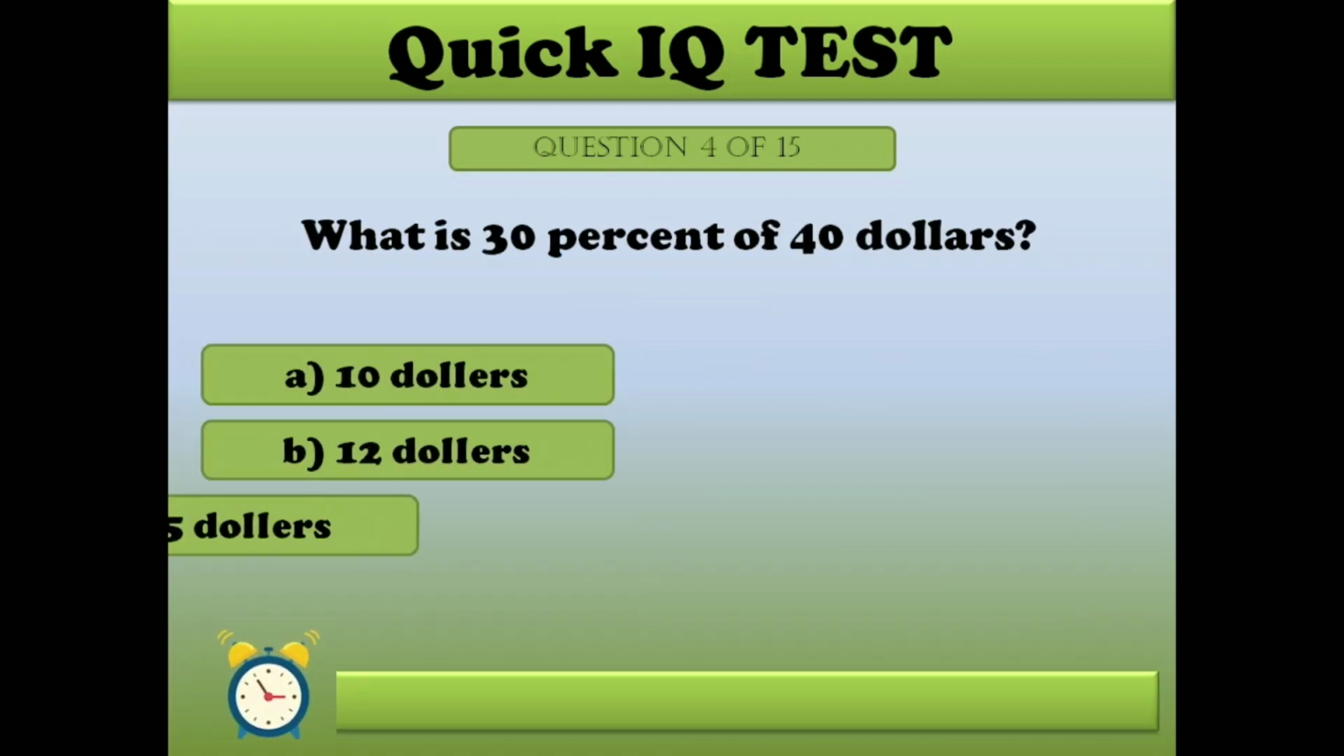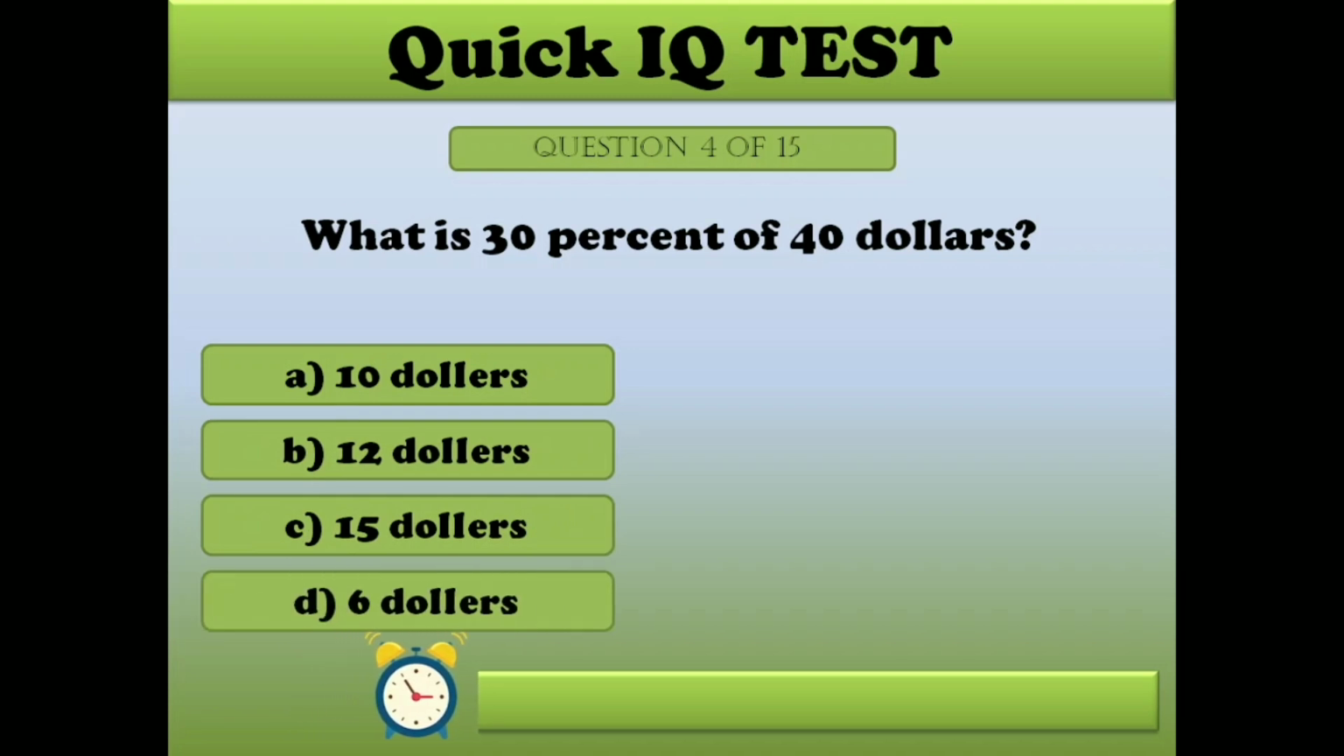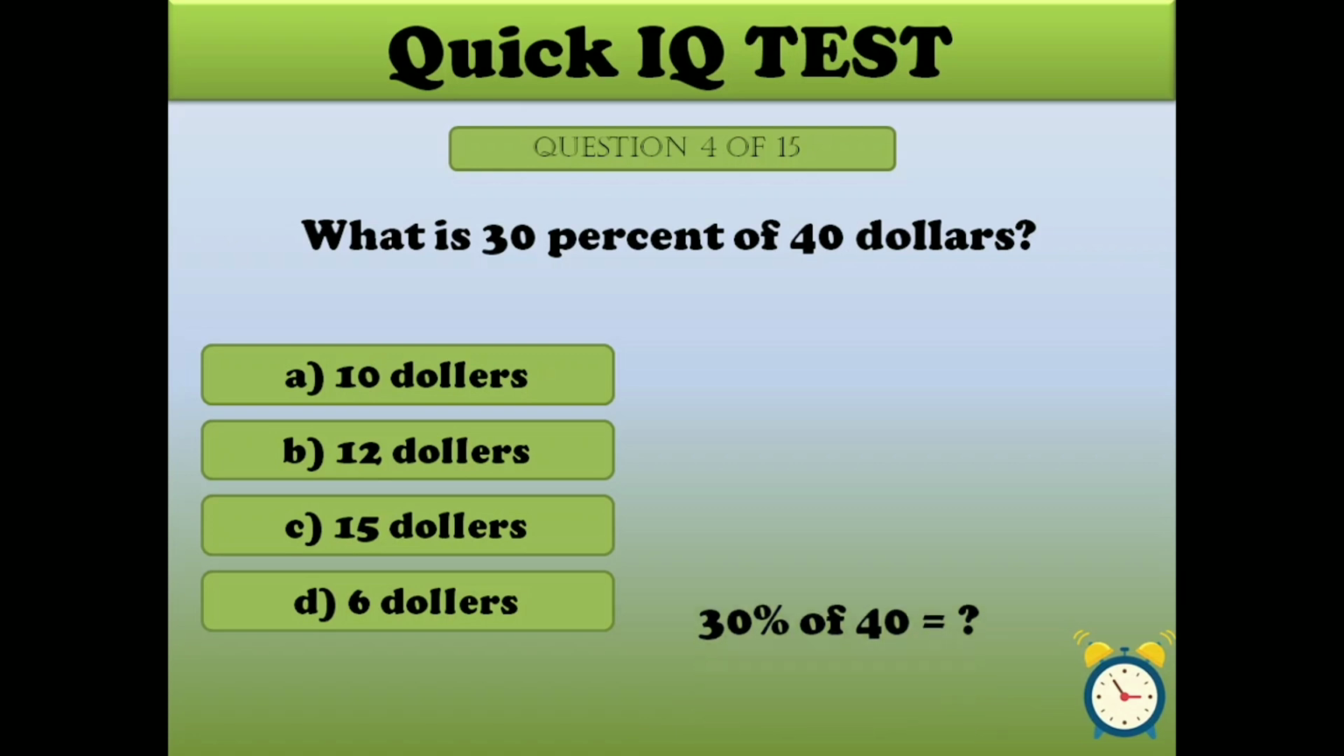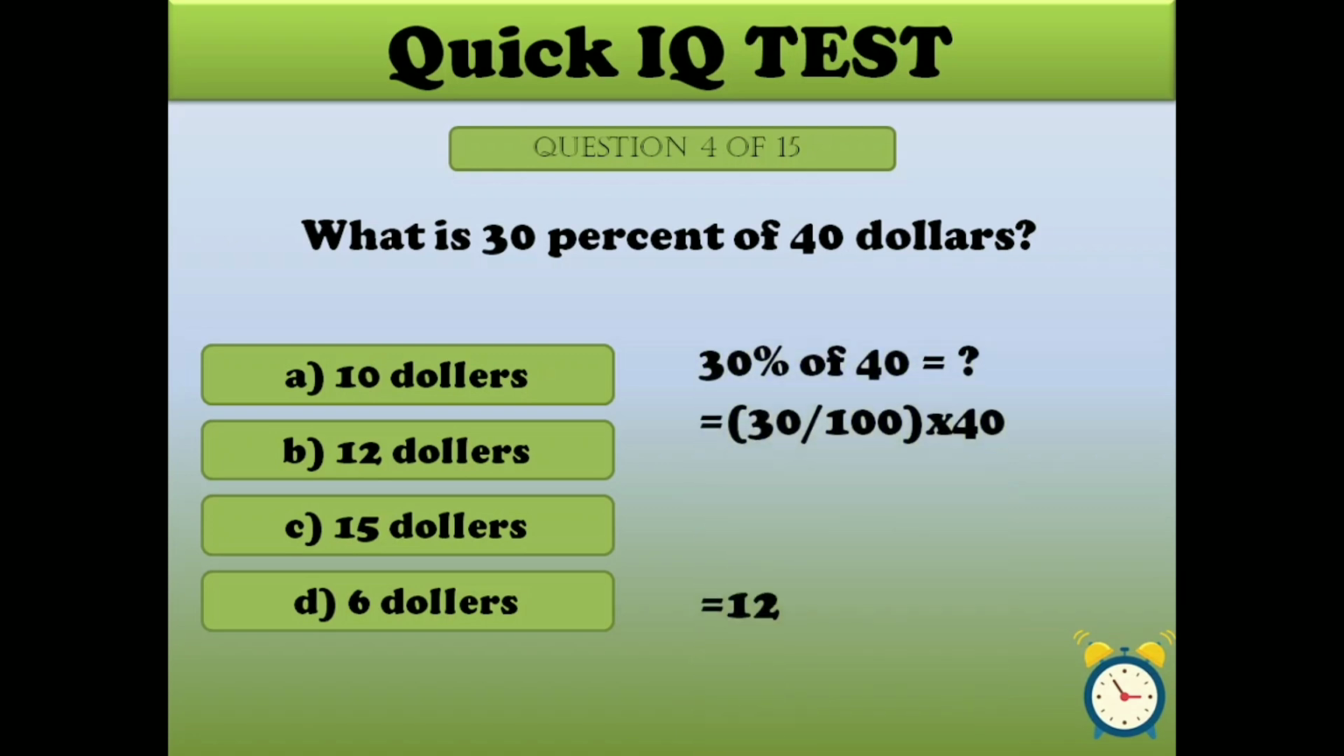What is 30% of $40? As you can see in the calculation, your answer is option B, $12.